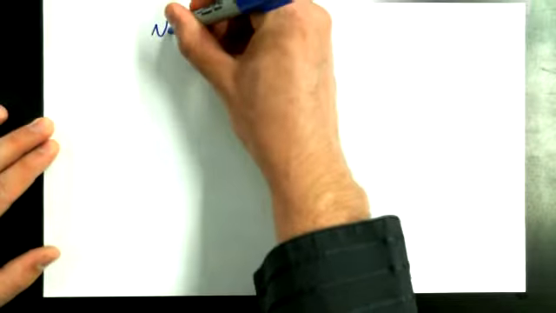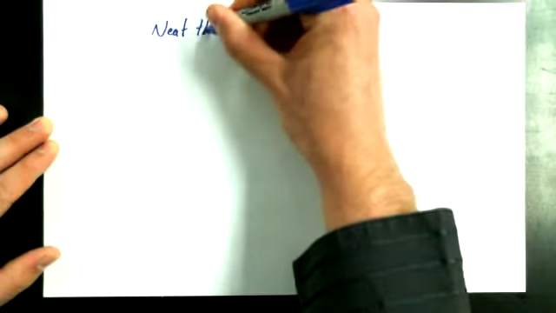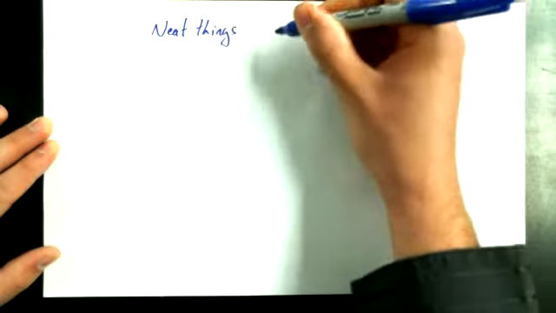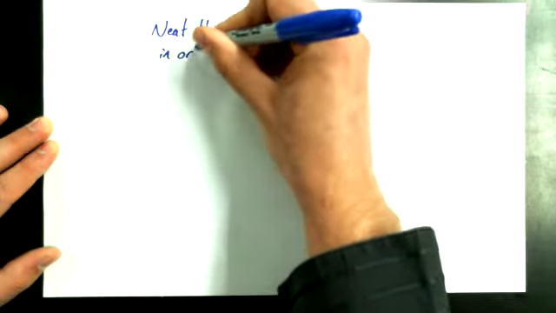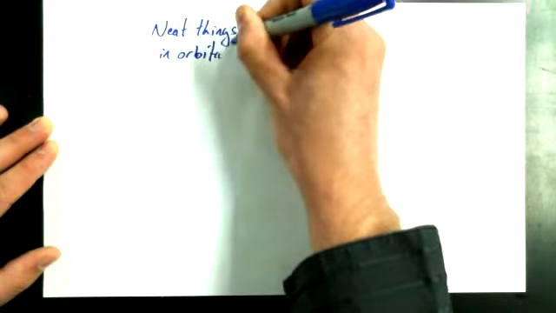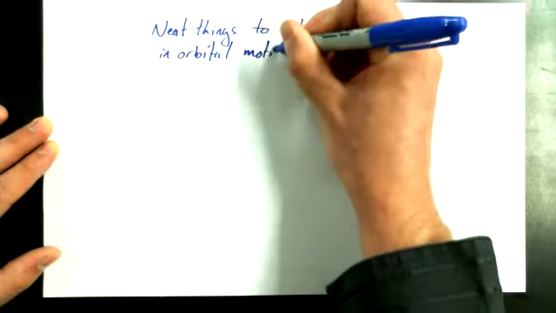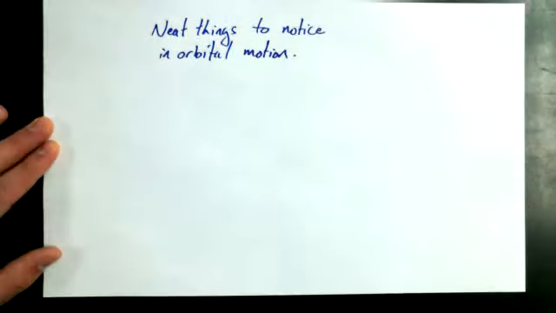Okay, let's come back to something else that I think is kind of neat. I want to come back to something that's kind of neat. And this is just a neat aside. Neat things to notice in orbital motion. I want to notice this neat thing, okay?